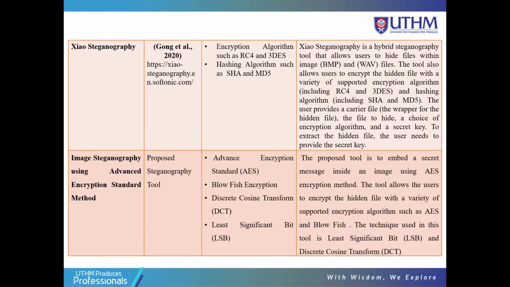So my proposed tool is image steganography using the Advanced Encryption Standard method and the Blowfish method. In this particular tool, we have used AES encryption, Blowfish encryption, the DCT technique, and the LSB technique. The proposed tool embeds a secret message inside an image using AES encryption. The tool allows the user to encrypt the hidden file with a variety of supported encryption algorithms such as AES and Blowfish. The techniques used in this tool are LSB and DCT.